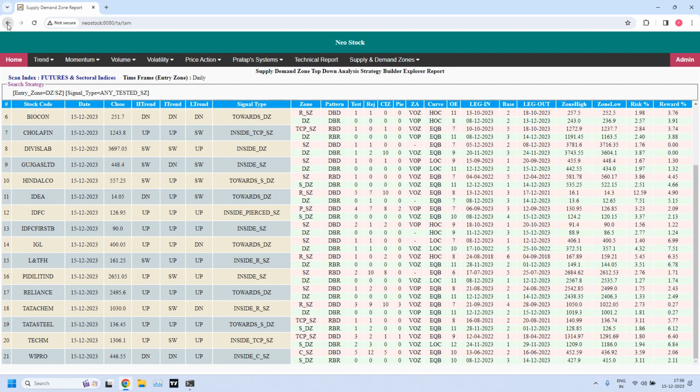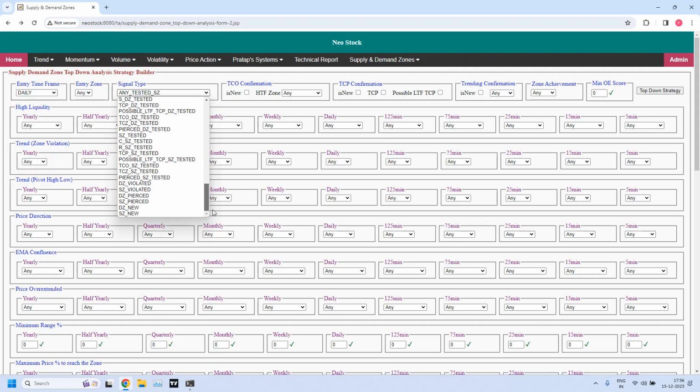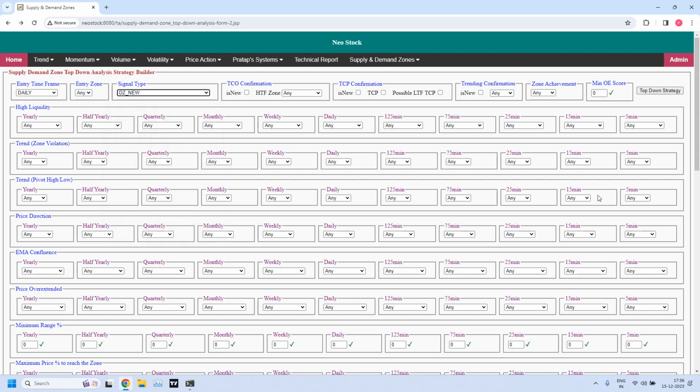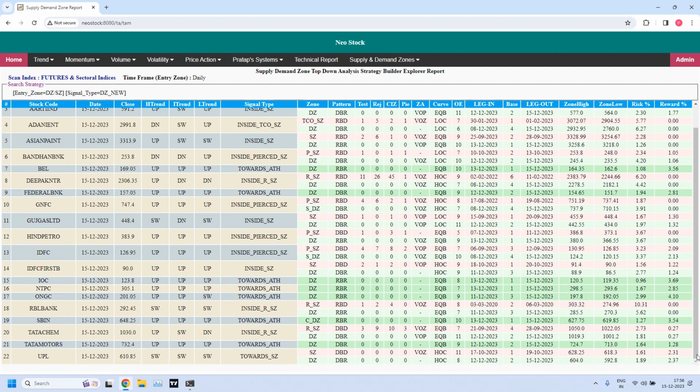So let's go back. Entry time frame is daily. Let us find the stocks having newly created daily demand zones. So this is the list. So total 22 daily demand zones are created today. That means these 22 stocks are having newly created daily demand zones.